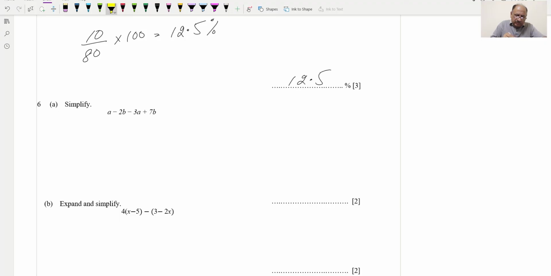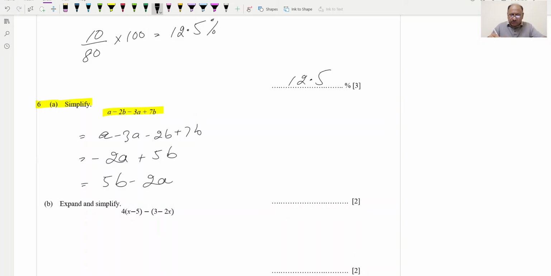This is the easier part. Just add the like terms. So a and minus 3a we can add. We can rearrange first, and this will be minus 2b plus 7b, resulting in minus 2a and plus 5b. We can write this as the answer, or we can write 5b minus 2a, whatever is convenient to you. I'm writing 5b minus 2a.